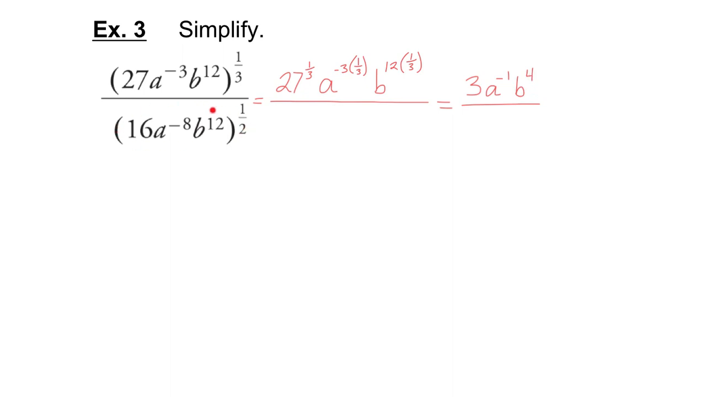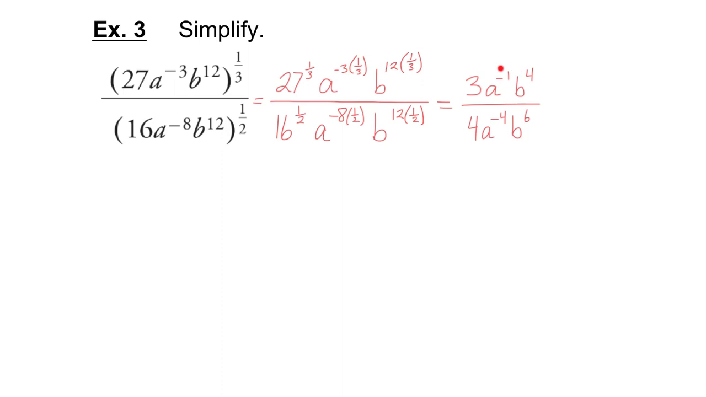Do a similar thing with the denominator, and you end up with 4 times a to the negative 4 times b to the 6. Of course, the exponent of 1/2 is the square root. So this is the square root of 16. That's where the 4 came from. Negative 8 times 1/2 is negative 4. 12 times 1/2 is 6. That's where those came from.